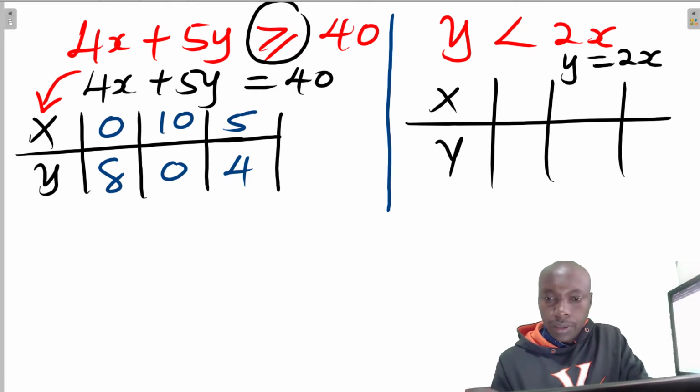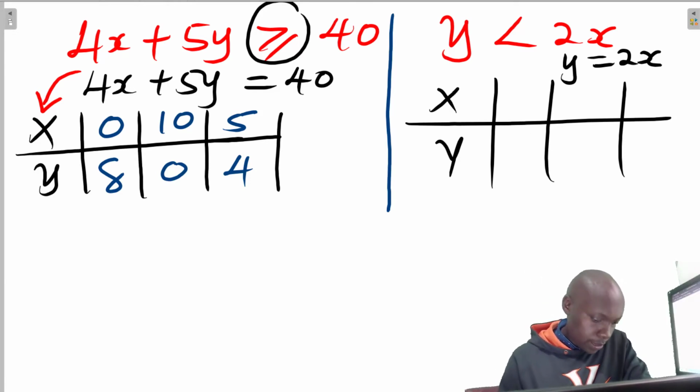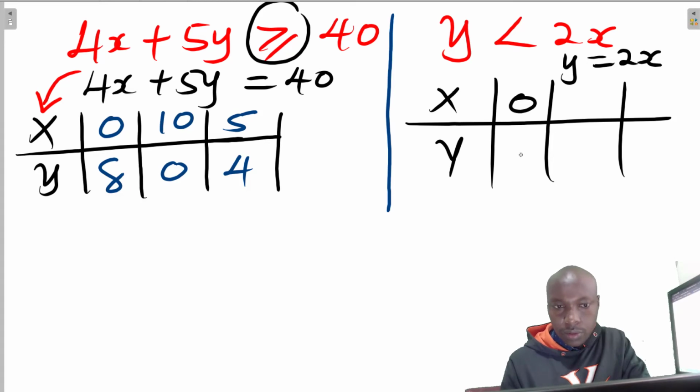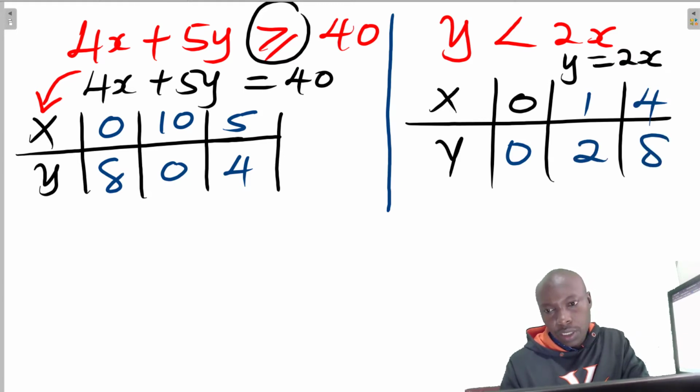So if we take, let's say, x is 0, y will be 0. Then when x is 1, this will be 2. Then when it is 4, this will be 8. So we are going to use these points to plot.